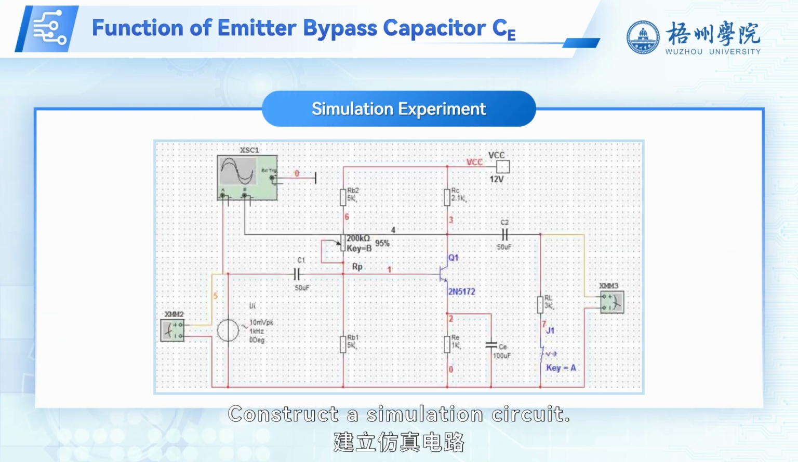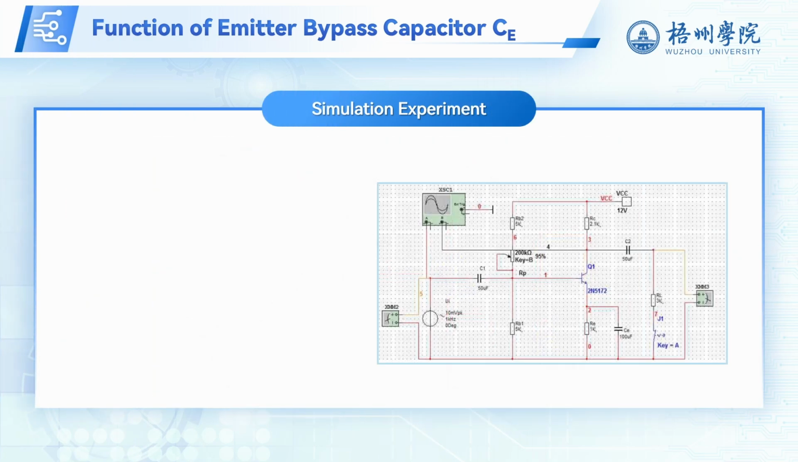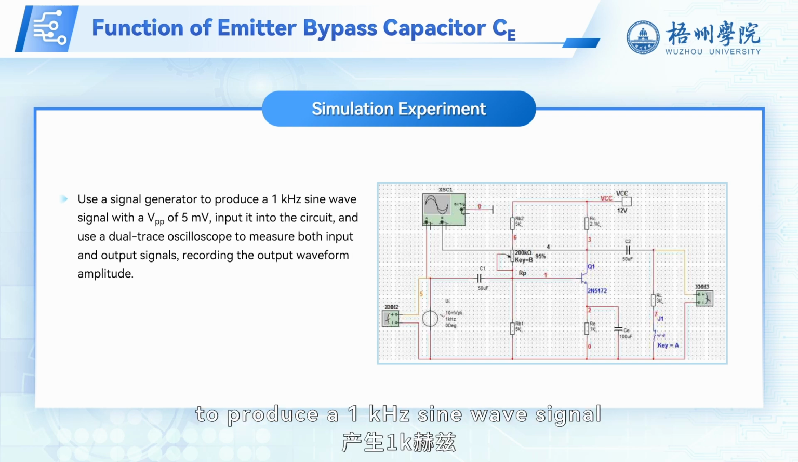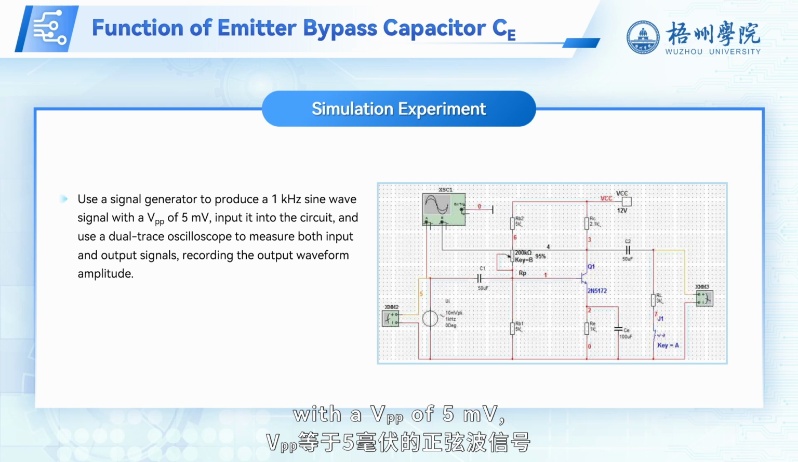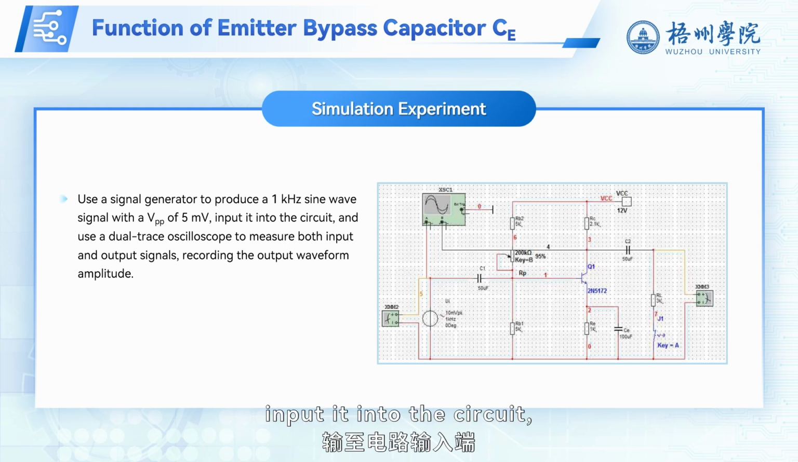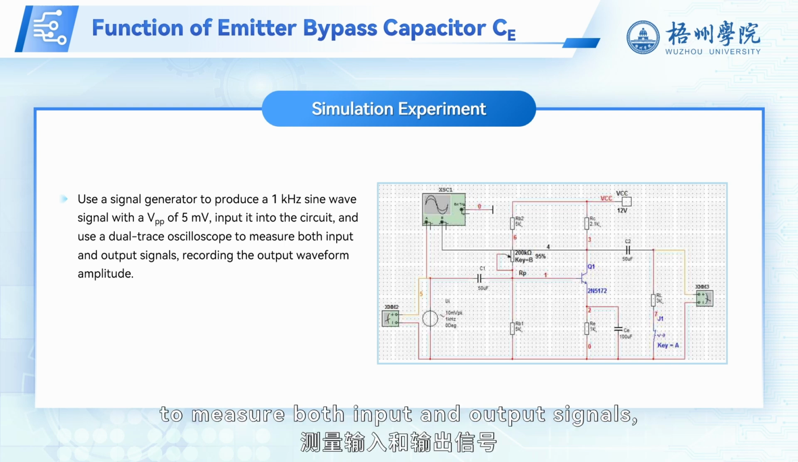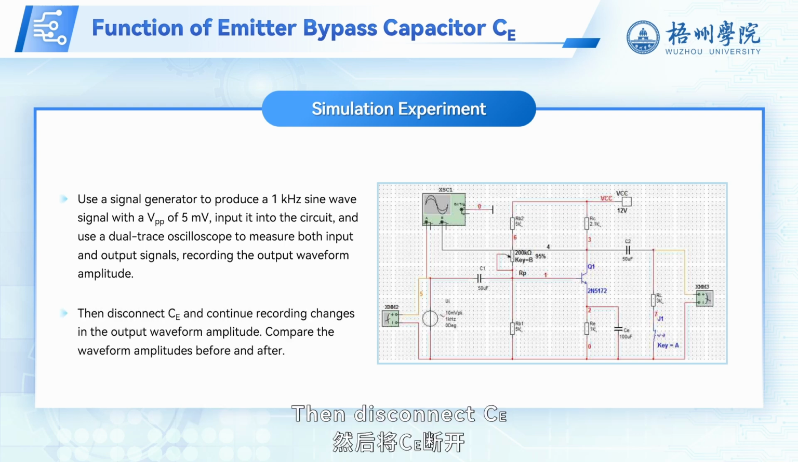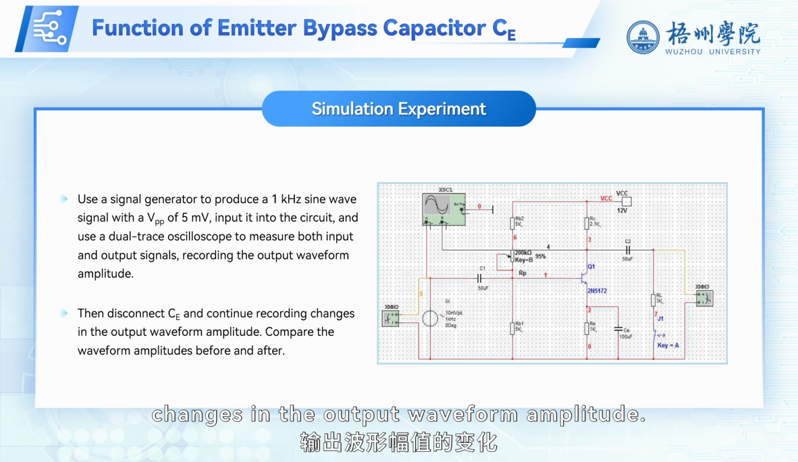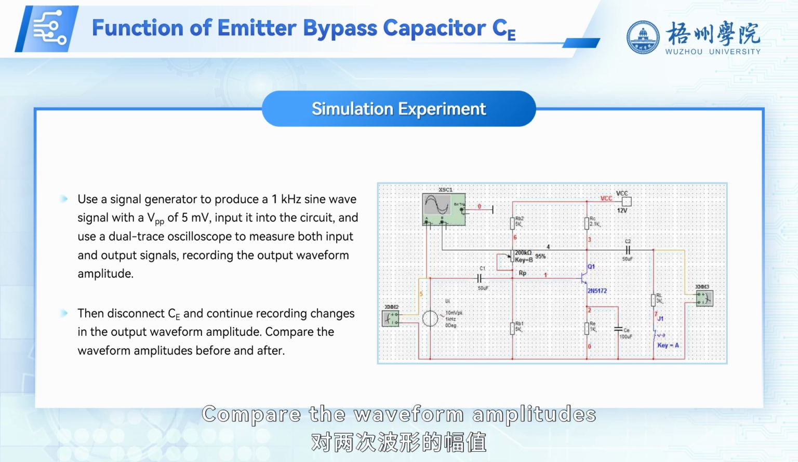Construct a simulation circuit. Use a signal generator to produce a 1 kHz sine wave signal with a VPP of 5 mV. Input it into the circuit and use a dual trace oscilloscope to measure both input and output signals, recording the output waveform amplitude. Then disconnect CE and continue recording changes in the output waveform amplitude. Compare the waveform amplitudes before and after.